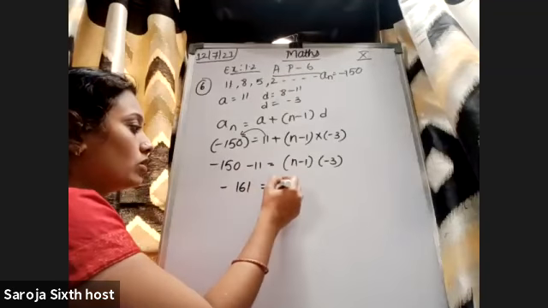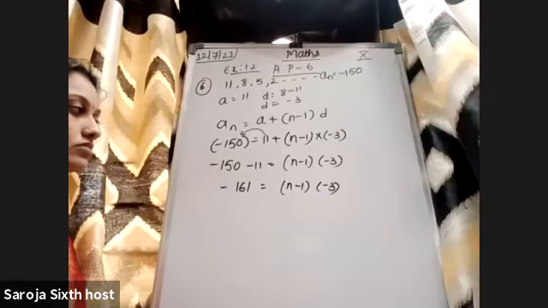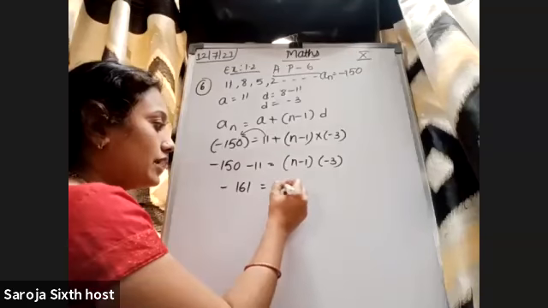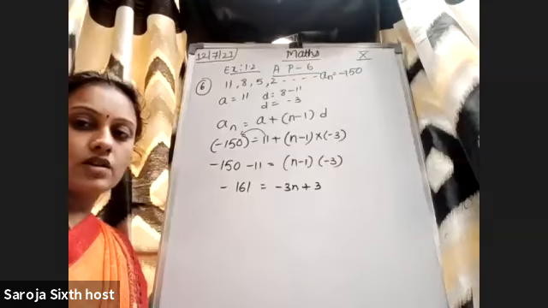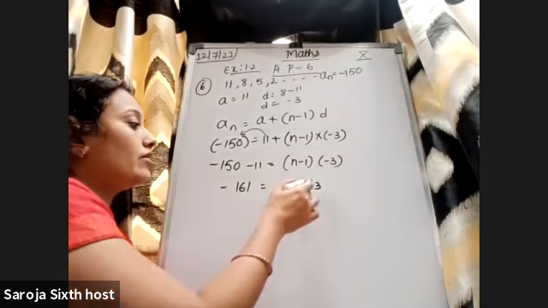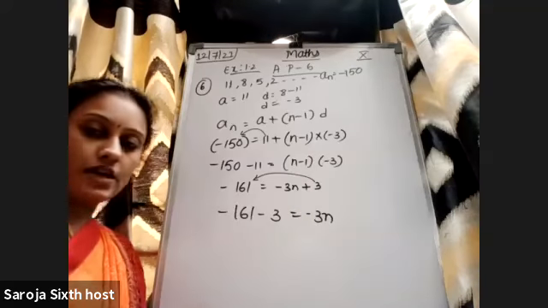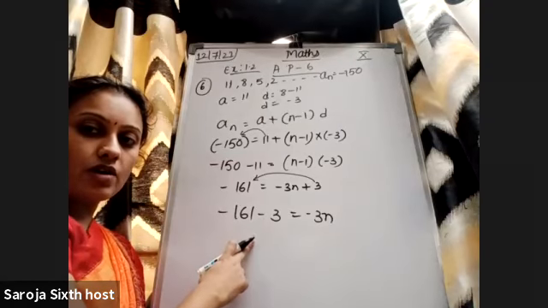Minus 161 is equal to N minus 1 into minus 3. I will multiply this inside the bracket: minus 3 into N is minus 3N, minus into minus is plus 3. Is it clear? Now the plus 3 this side, minus 161 minus 3 is equal to minus 3N. So here again like signs, when you add, what are you going to get?